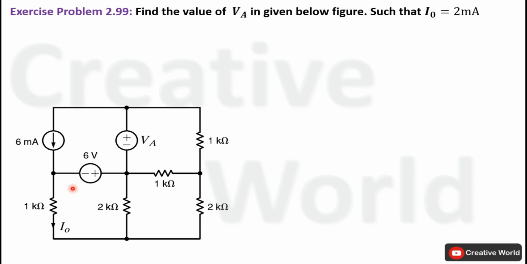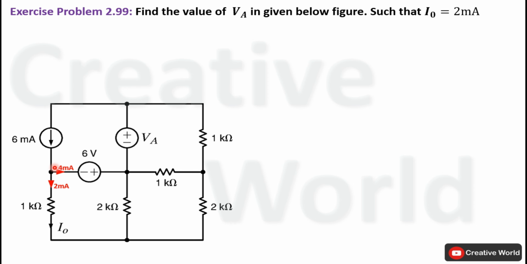So modify the network by indicating these three branch currents. The remaining 4 milliampere current is leaving through this branch from this node. Now we know the value of current through this resistance. We can calculate the voltage across this resistance, which will be equal to the product of current through it and the value of resistance itself. 2 milliampere multiplied by 1 kilo ohm will become 2 volt only.